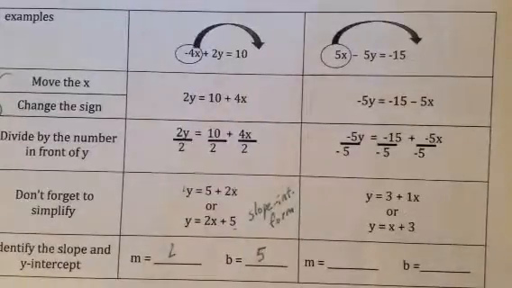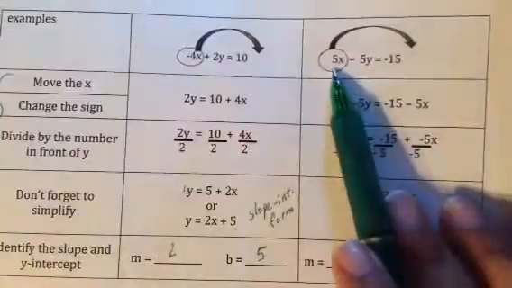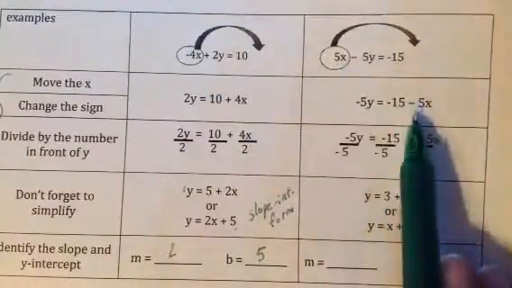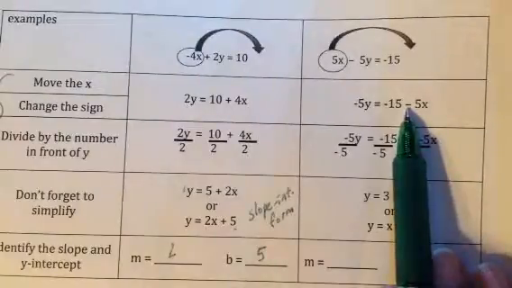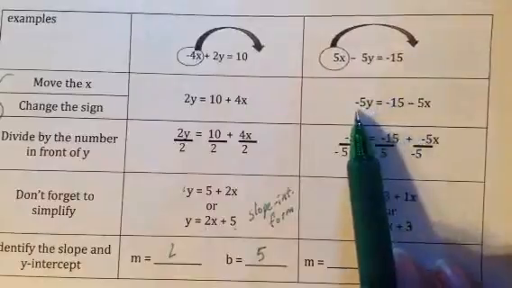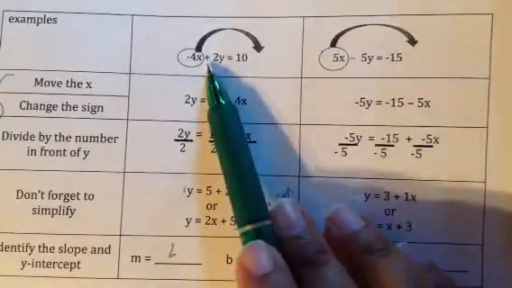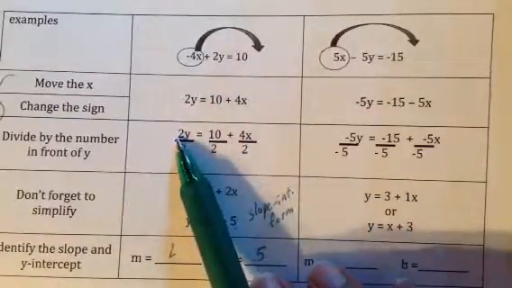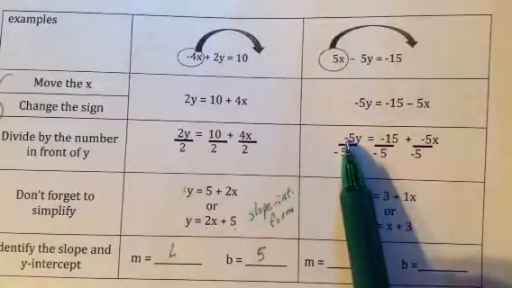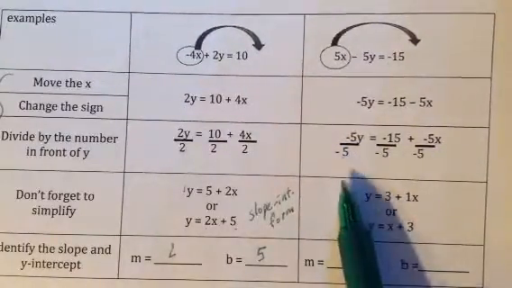Same thing happened on this one. Step 1 said to move the x. So I move the x and it turns from a positive 5 to a negative 5. Because this was a minus sign, this is now a negative 5y. If you'll remember here, this was positive, so it stayed a positive 2. So since this is a minus sign, this is now a negative 5. And what we'll do is we'll divide all of these by negative 5.